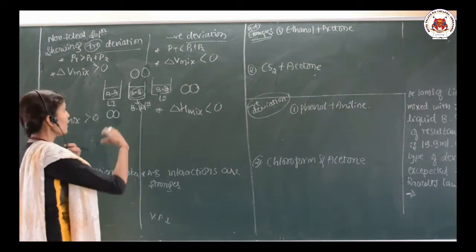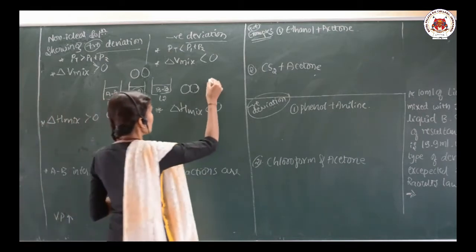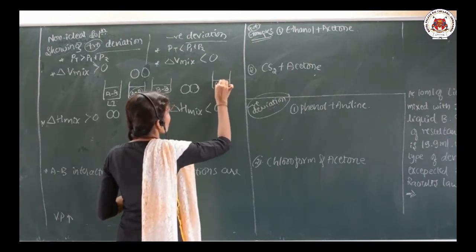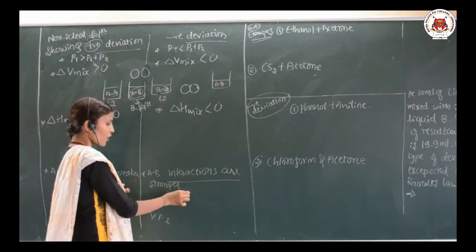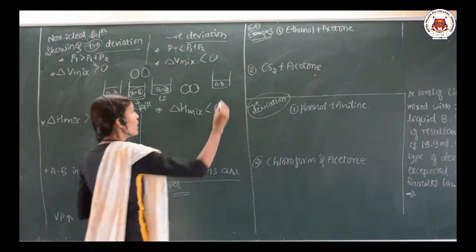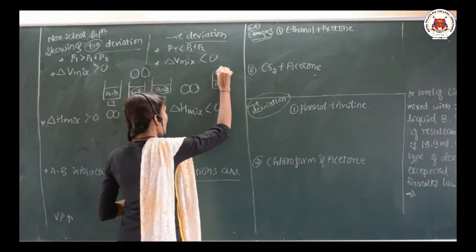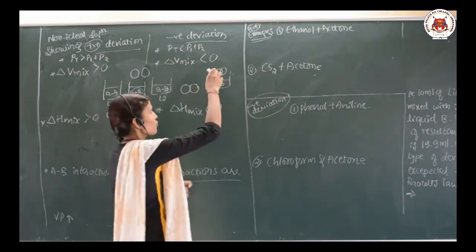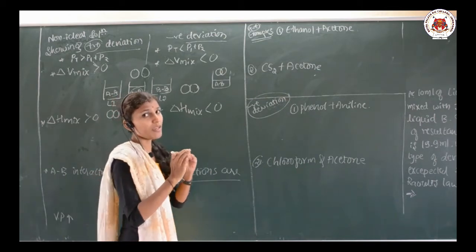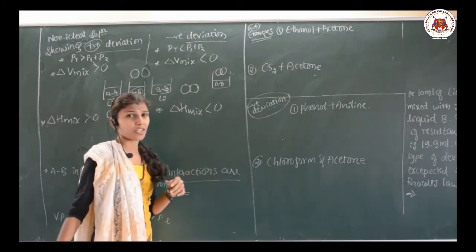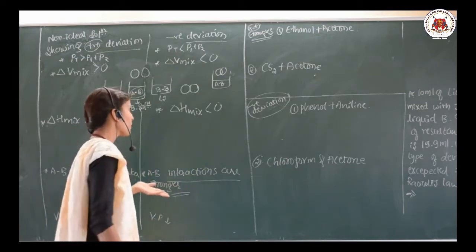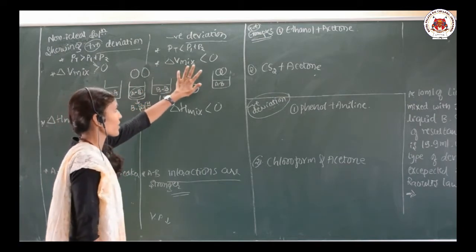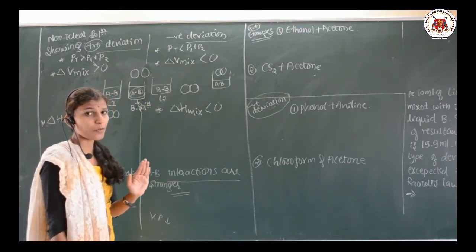Okay. Suppose I am taking the negative deviation. Here the AB interactions are stronger in case of negative deviation. Here the AB interactions can be shown like this. Those are very closely bonded, so the volume will not be greater than 0, it will be lesser than 0. So, this is how we can explain delta V mixing greater than 0 and delta V mixing lesser than 0. I hope you are getting it.